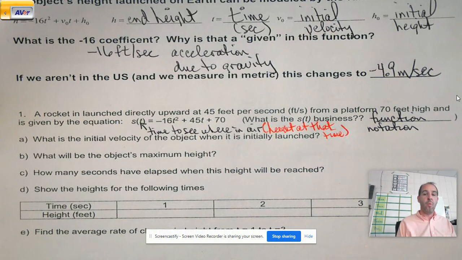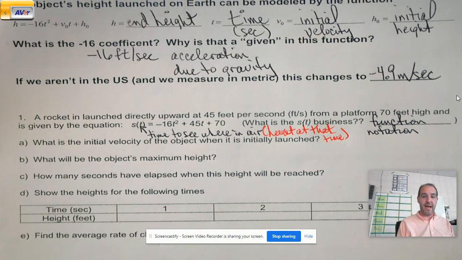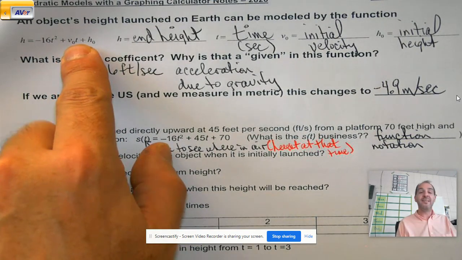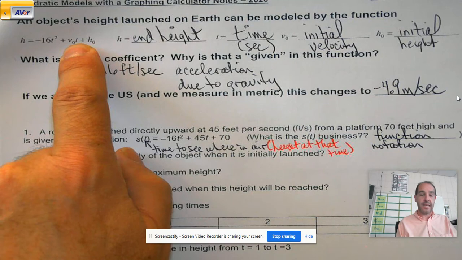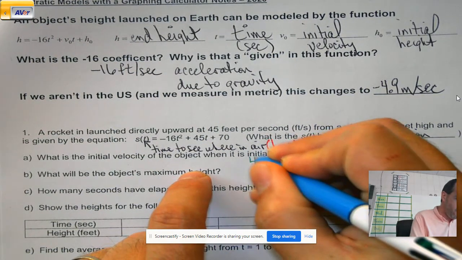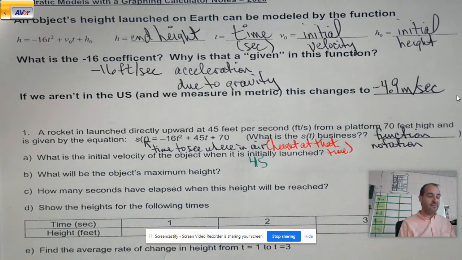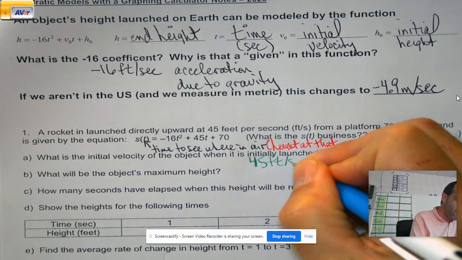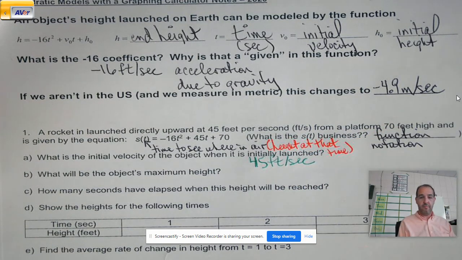Okay, so what is the initial velocity of the object? What is the v sub o? What number is in front of t? 45, not just 45 though, what's the velocity? 45 feet per second. The labels do make a difference here because they let people know, is it feet, is it inches, is it yards, what is it?